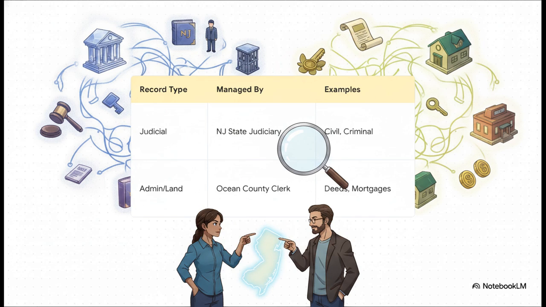Listen, it's not just one giant filing cabinet. The system is totally decentralized. Judicial records, we're talking civil lawsuits, criminal indictments, municipal complaints, those are centrally managed by the New Jersey State Judiciary. Meanwhile, administrative and land records, like property deeds, mortgages, or construction liens, those fall right under the Ocean County clerk. So knowing exactly what you're looking for dictates exactly where you need to look.